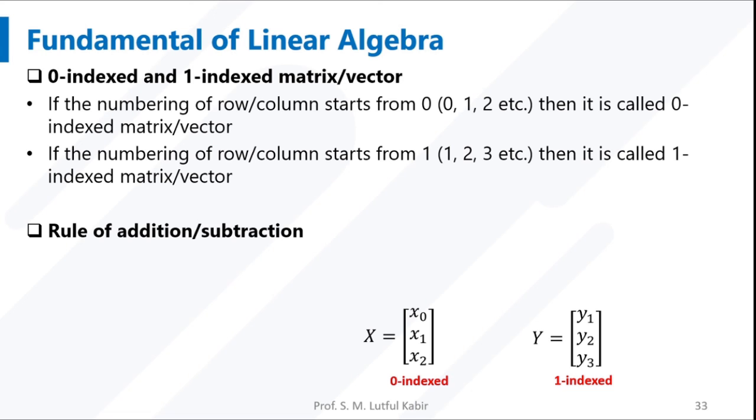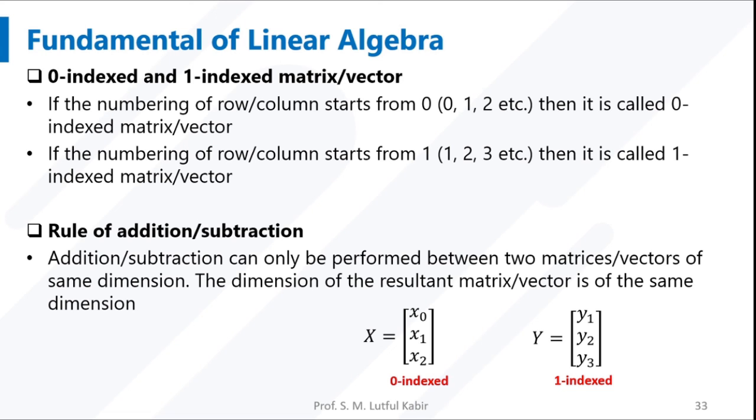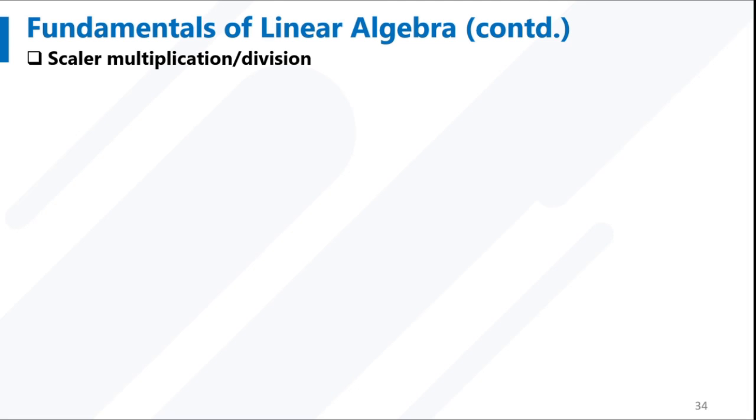The rules of addition and subtraction. The addition and subtraction can only be performed between two matrices or vectors of the same dimension. If the dimensions are not the same, you cannot add or subtract. The dimension of the resultant matrix or vector is of the same dimension. So let's continue.